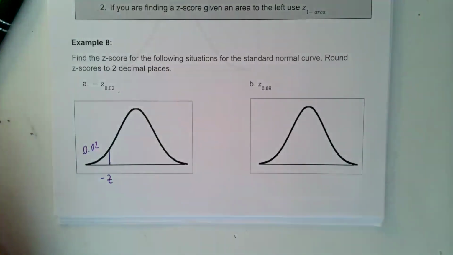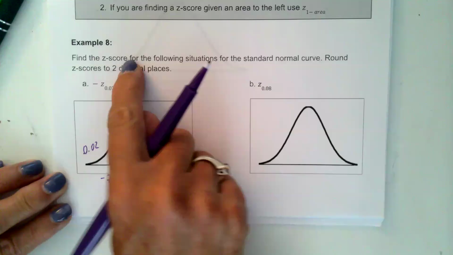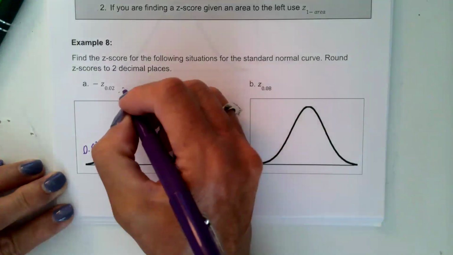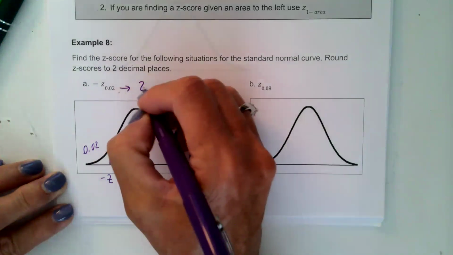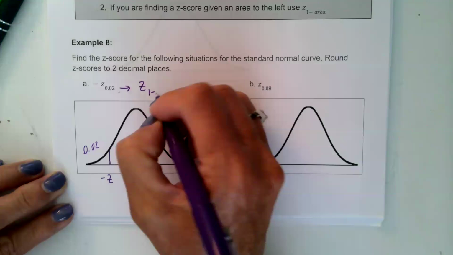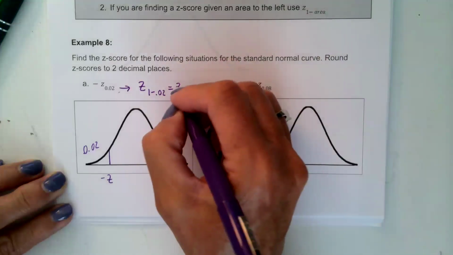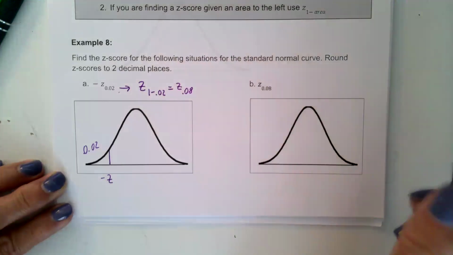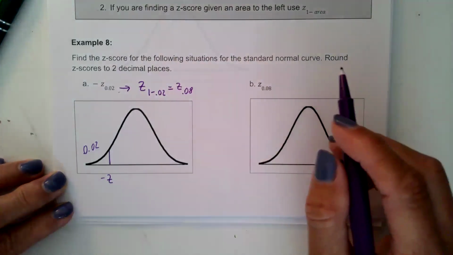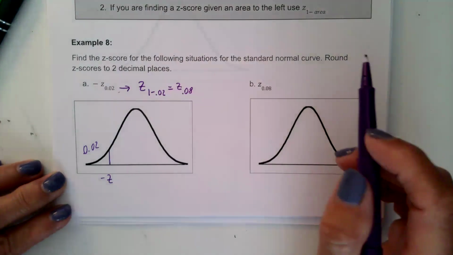So that means because I want the negative one, I want the negative area, I have to put in z of 1 minus 0.02, or z of 0.08. Okay.